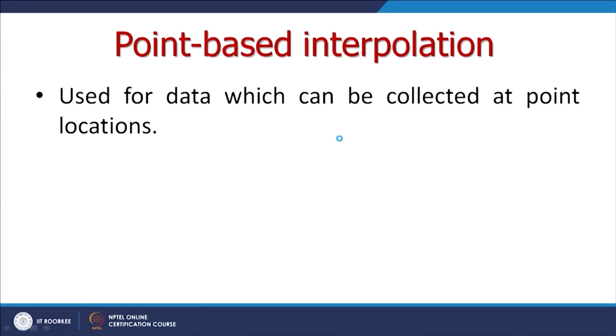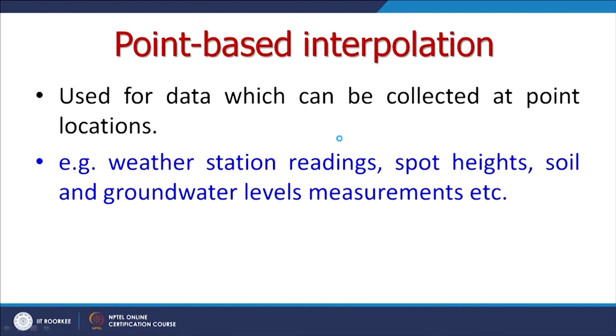Now, of course, generally the input is always point data. So that is why we are now discussing point-based interpolation, which uses data collected at point locations. For example, for rainfall or temperature or anything else, the data can come from weather stations, spot heights, soil properties, concentrations of certain elements, pH value, or groundwater levels. So there are various places from where the data can come.